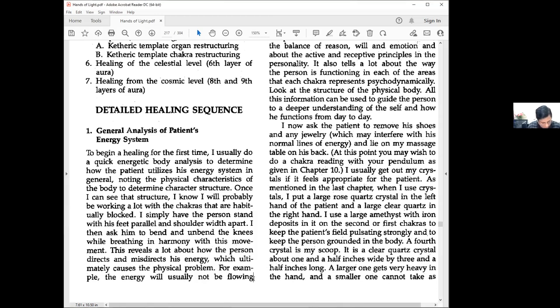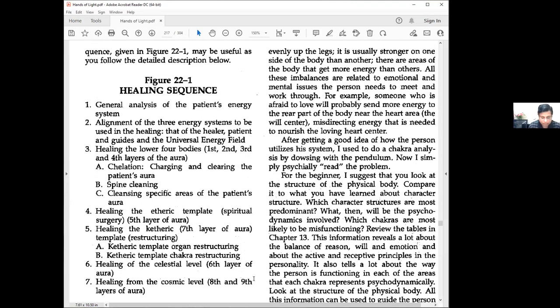For example, the energy will usually not be flowing evenly up the legs. It is usually stronger on one side of the body than another. There are areas of the body that get more energy than others. All these imbalances are related to emotional and mental issues the person needs to meet and work through. For example, someone who is afraid to love will probably send more energy to the rear part of the body near the heart area, the will center, misdirecting energy that is needed to nourish the loving heart center.